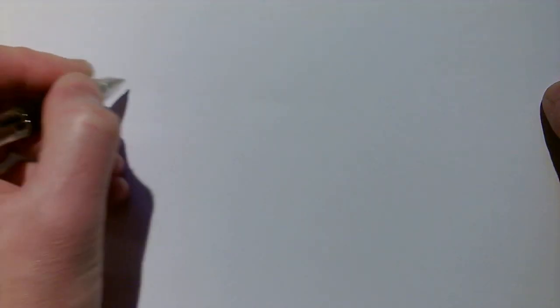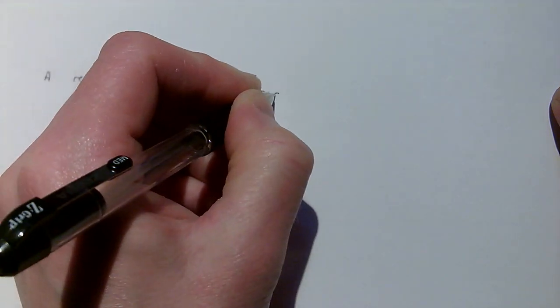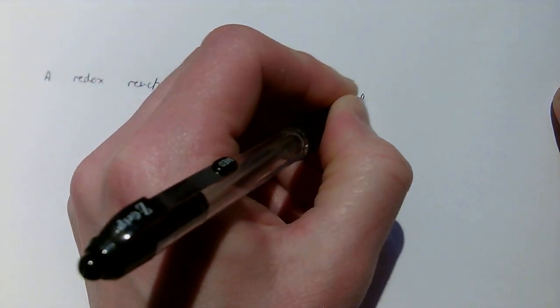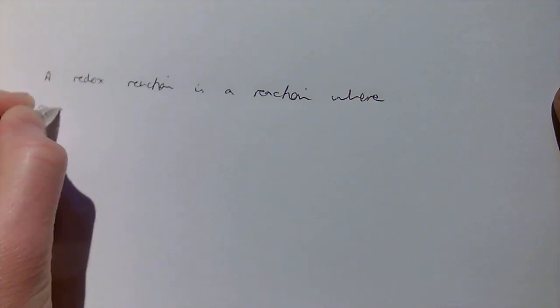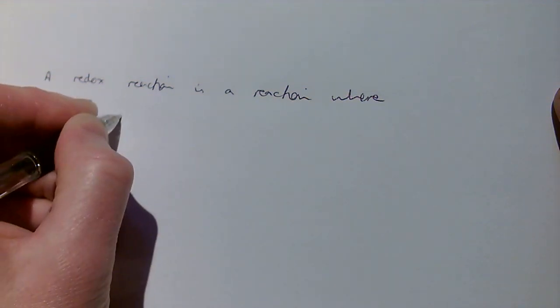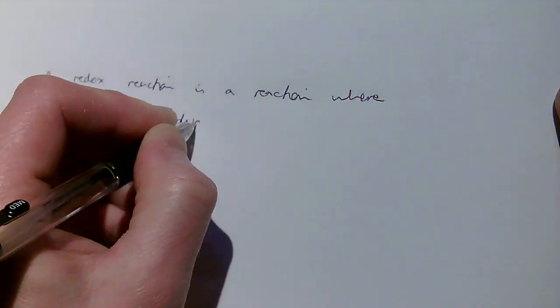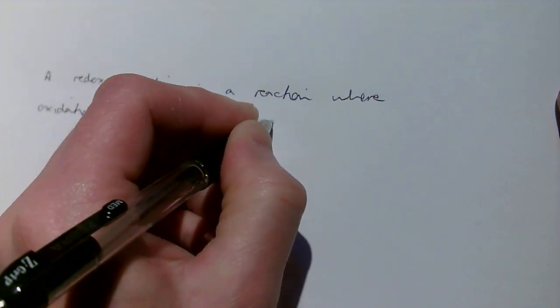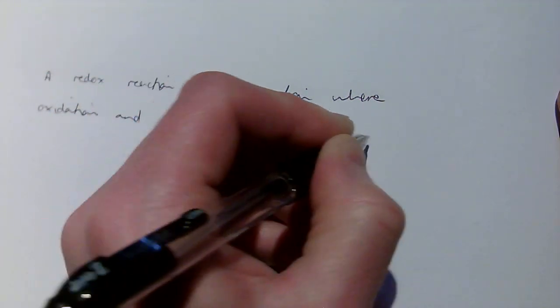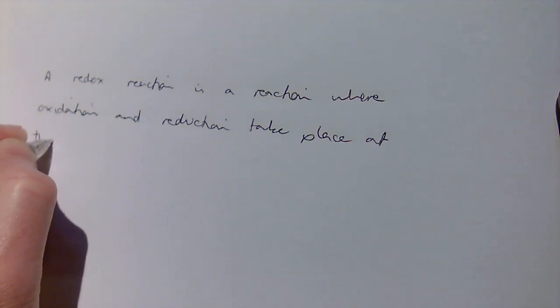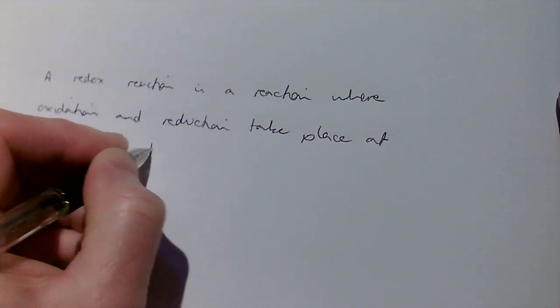Today we're going to have a look at redox reactions. So firstly we need to understand what a redox reaction is. Let's write that down. A redox reaction is a reaction where oxidation and reduction take place at the same time.